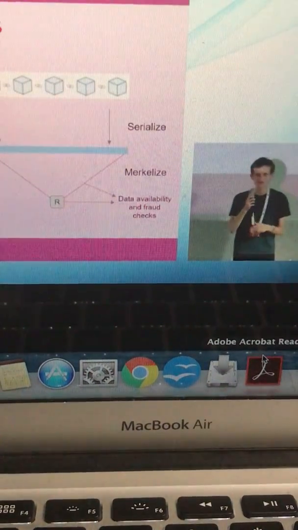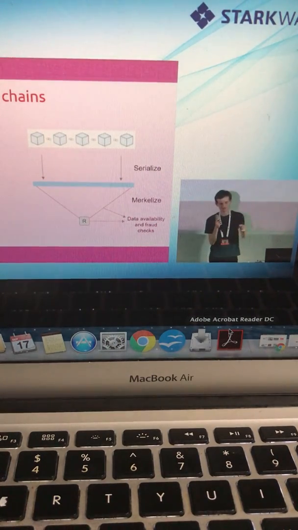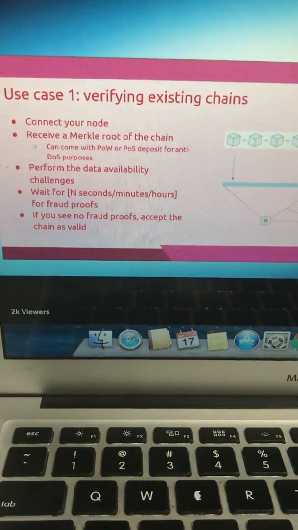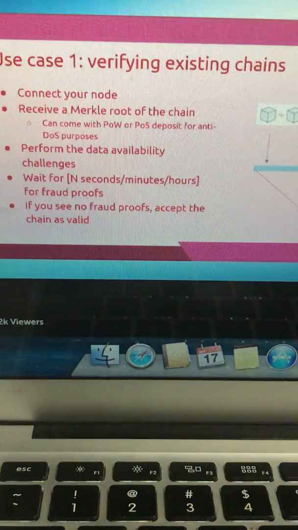If there's a chain you've already authenticated, you could also have the provider have a deposit in a smart contract, so that deposit could be taken away if there's a fraud proof. And then on this root, you perform the data availability challenges. You wait for fraud proofs. And if the data availability challenges pass and you see no fraud proofs, then you accept the chain as valid.